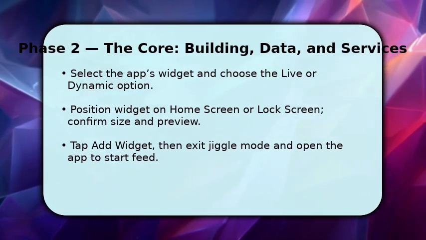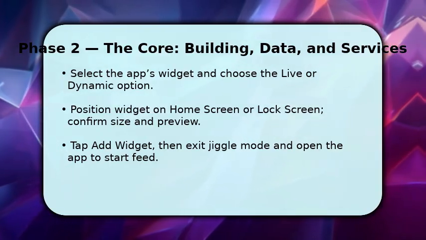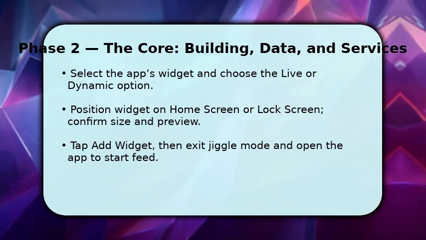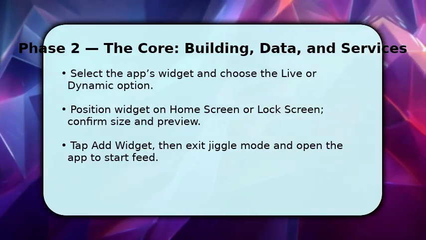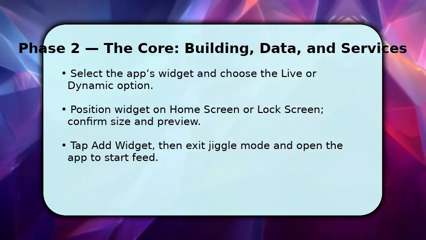You now pick and configure the live widget itself. From the widget gallery, find the app and choose a live or dynamic widget variant. Sizes matter because only supported sizes show real-time cards. Once selected, drag it to the home screen or lock screen area where you want constant updates.